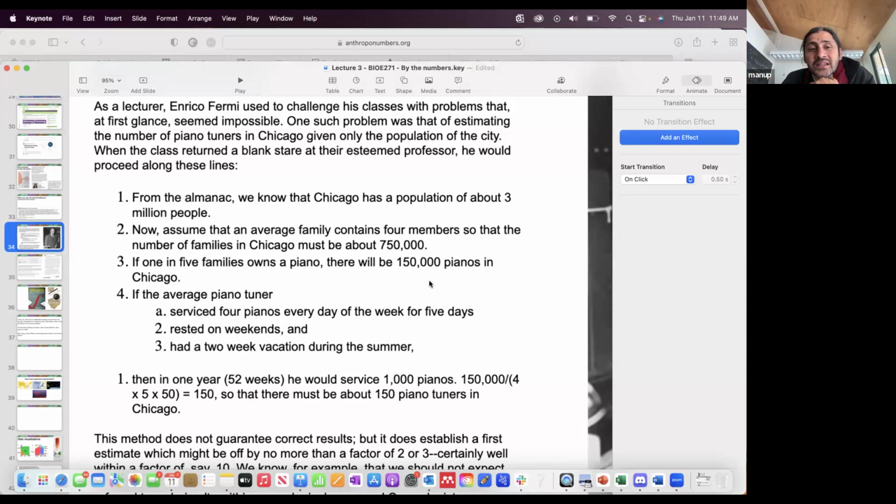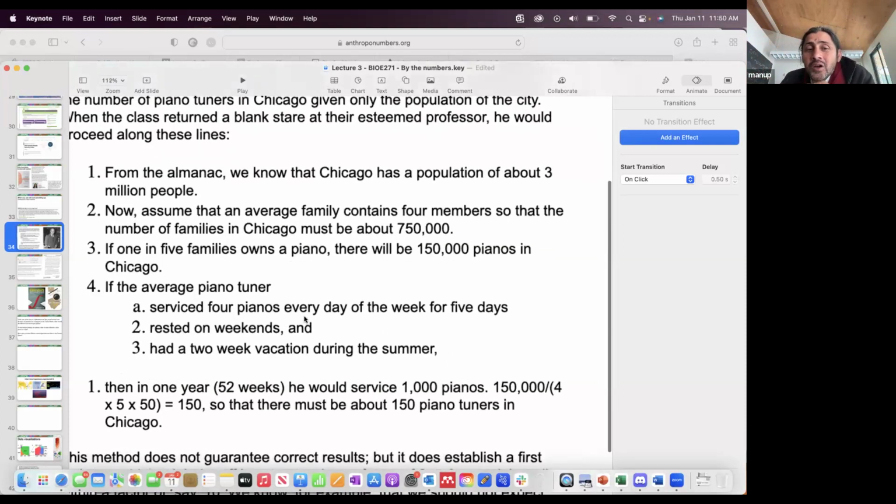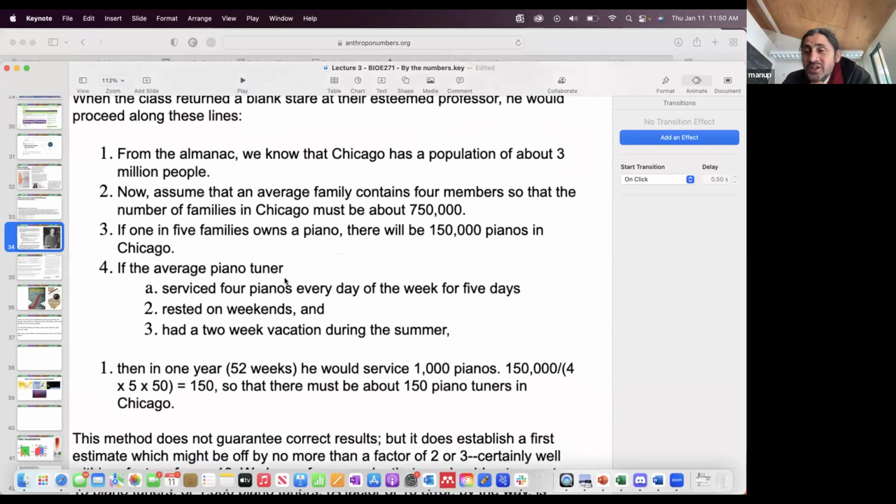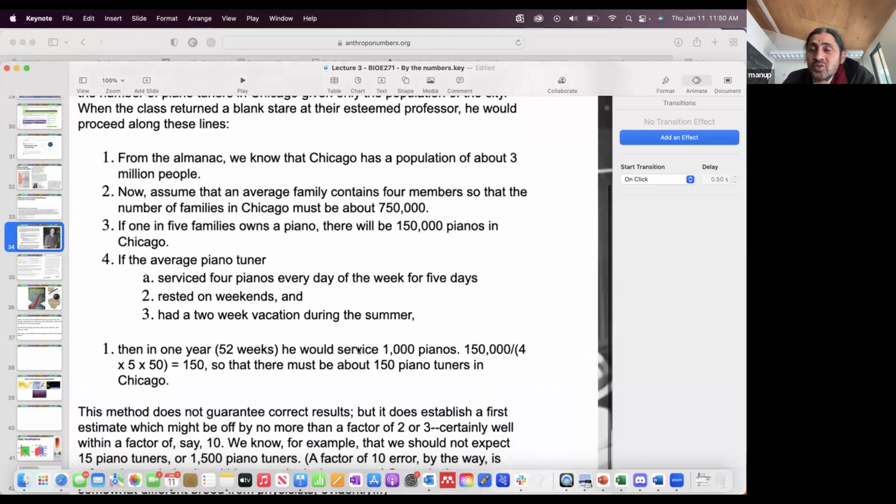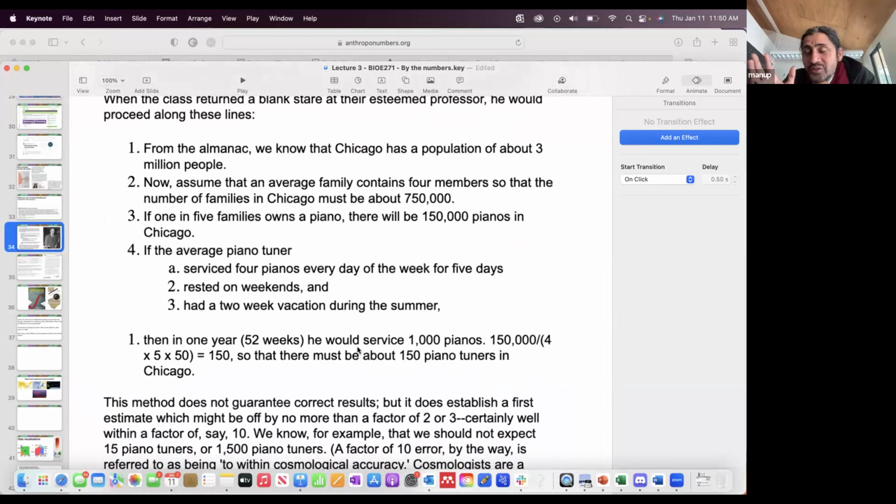And then the other thing that he does now, once you know the number of pianos, is ask how long does it take for a piano tuner to actually tune a piano? You can service 4 pianos every day. You actually don't work on weekends. You also take vacations. You divide that all up. You can calculate the number of piano tuners that are needed for all pianos to be tuned.